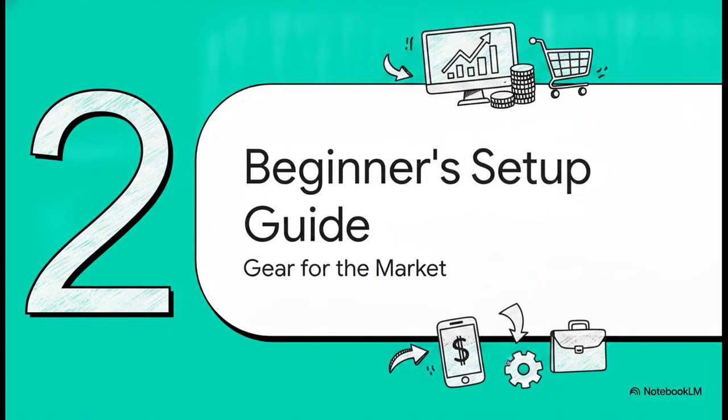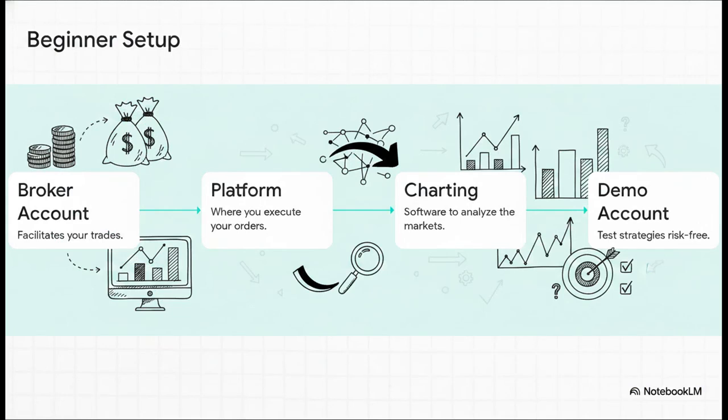All right, let's keep it moving to stage 2, the beginner's setup guide. This is where we gather your essential gear so you can actually get in there and execute trades. Here is your exact, literal 4-step setup roadmap. First, you need a broker account to facilitate your trades, and the source recommends solid, reputable names like IC Markets or Vantage. Second, you need a trading platform like MetaTrader 4 or 5, which is where you'll actually log into your brokerage to hit the buy and sell buttons.